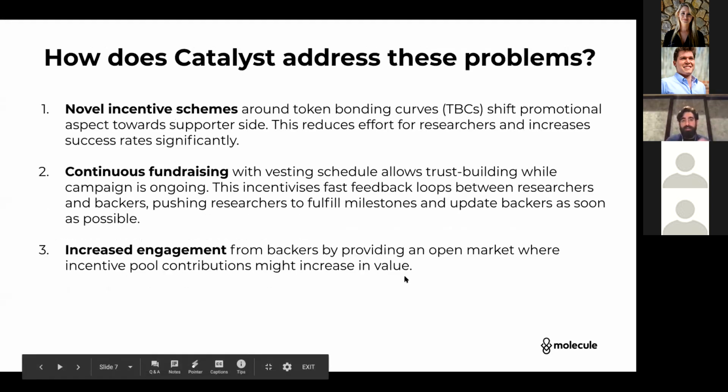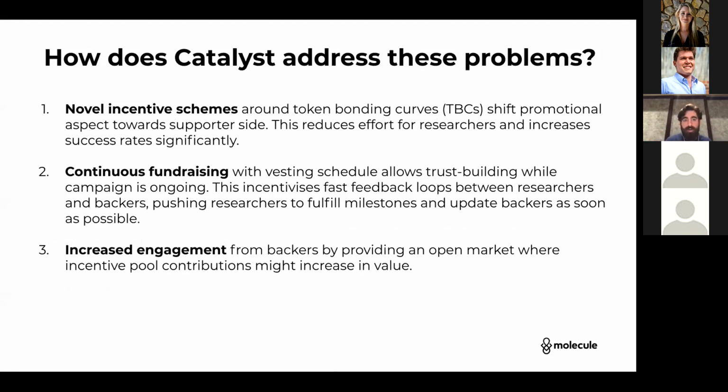So how does Catalyst address these core issues that are intrinsic to crowdfunding for science? Part of it is around novel incentive schemes, around token bonding curves, some of which Paul pointed out. This can shift the promotional aspect that I was just talking about to the supporter side, and this could ultimately reduce effort for researchers and increase success rates significantly.